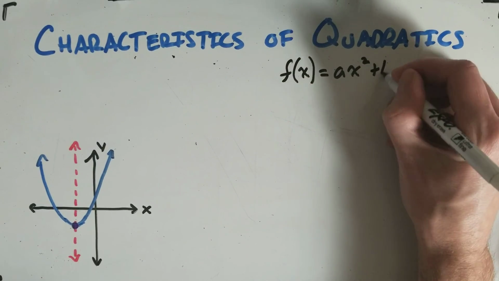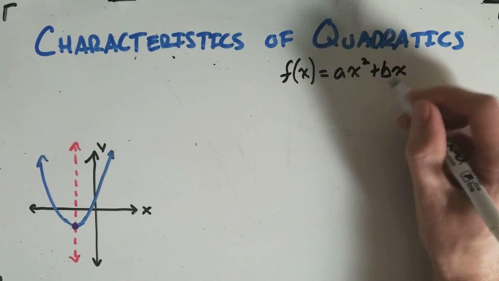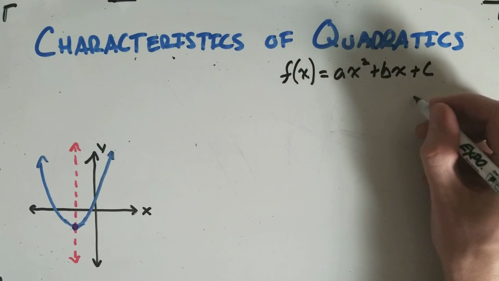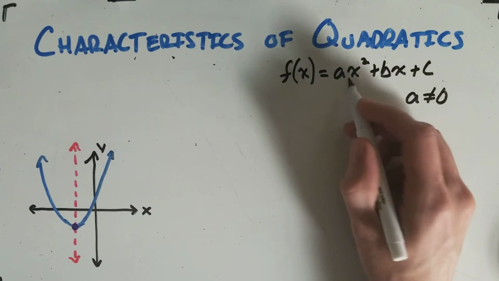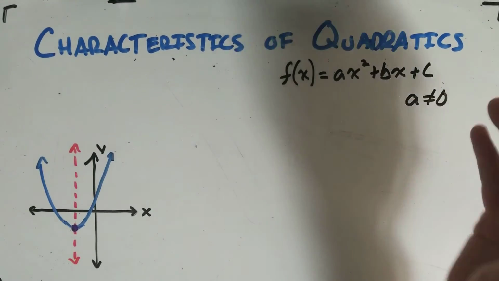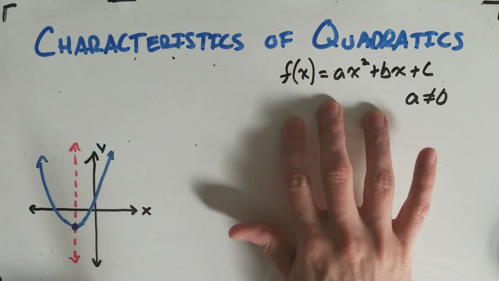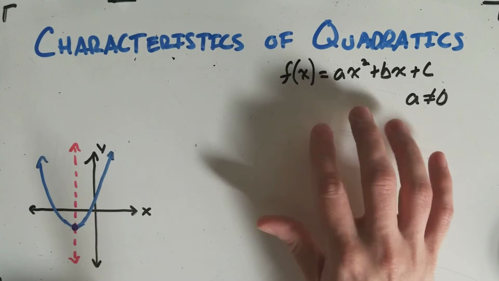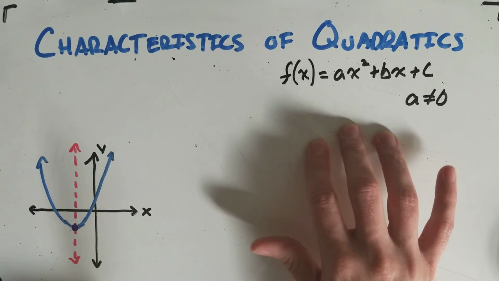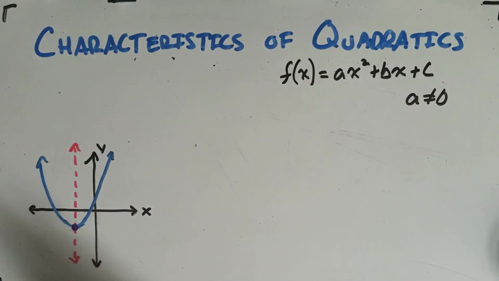familiar to us, f of x equals ax squared plus bx plus c, where a is obviously not 0, because otherwise the x squared would go away. It would no longer be a quadratic. We call this the standard form of a quadratic, and we're going to look into how we can pull information out of that when we have an equation. But right now we're going to focus on the graph.